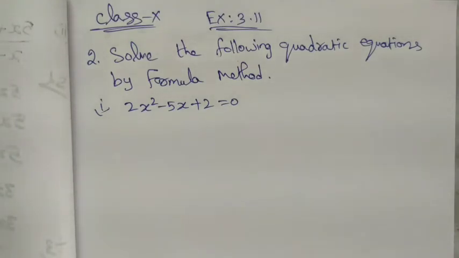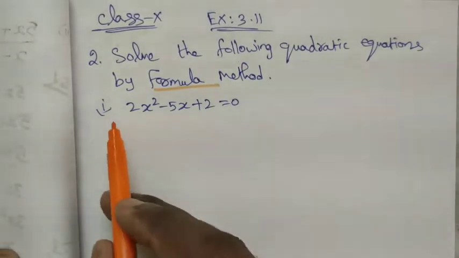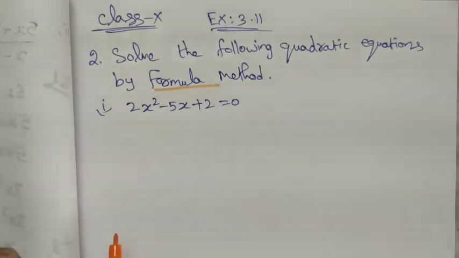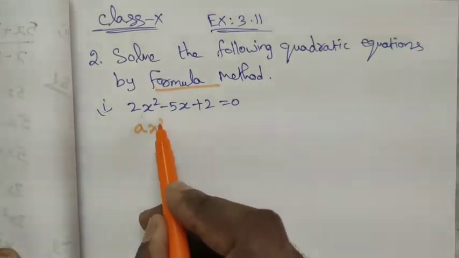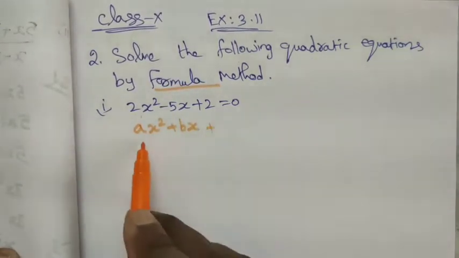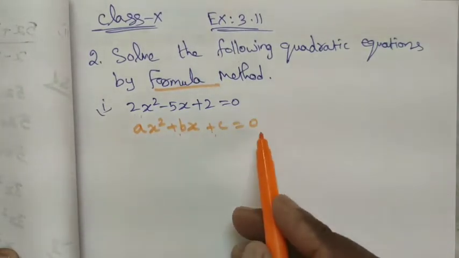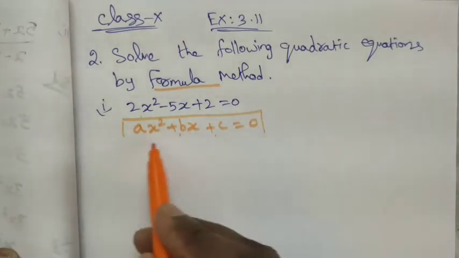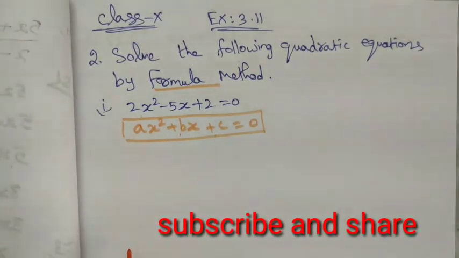Class 10, exercise number 3.11, question number 2: solve the following quadratic equations by the formula method. First, take the first Roman numeral: 2x² − 5x + 2 is given. Compare this equation with the standard form of the quadratic equation. What is the standard form? ax² + bx + c = 0 is the standard, general form of the quadratic equation, right?